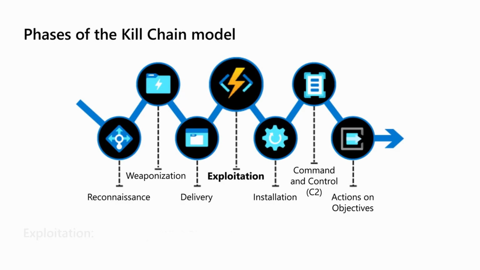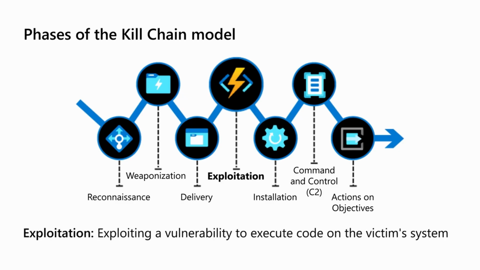During exploitation, attackers exploit the victim's system vulnerabilities to execute malicious code. By exploiting these weaknesses, adversaries gain control over the victim's system and can execute commands or run their own code. This phase is critical for attackers as it allows them to establish a foothold and further their intrusion objectives.